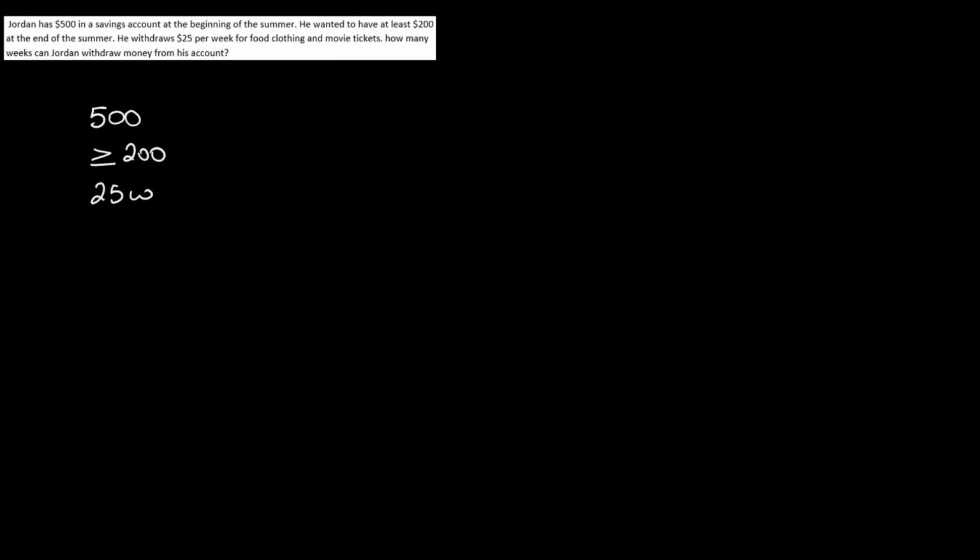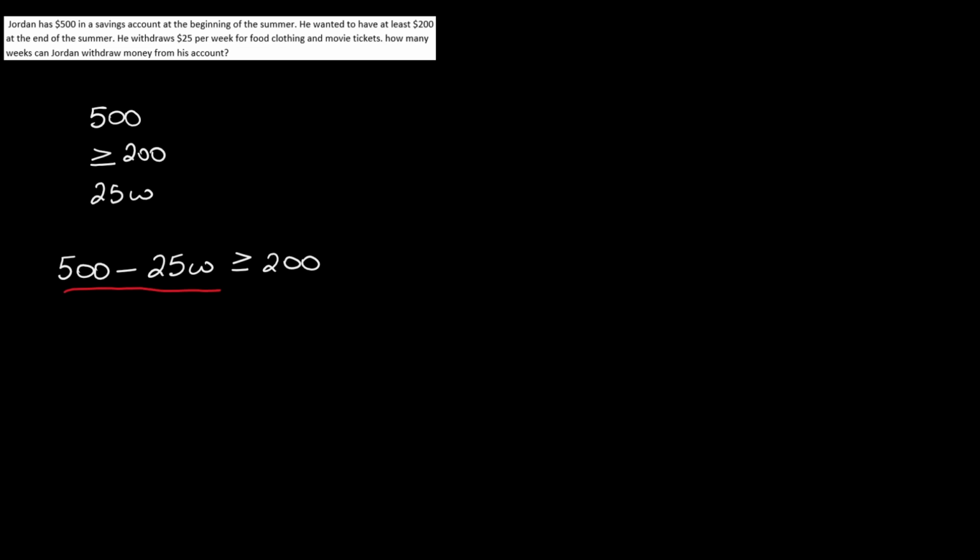Now let's make an equation from these three factors. So we will have $500 at the beginning of the summer. He'll be spending $25 each week, so we will subtract $25 times W, but this should be greater than or equal to 200. So this expression, $500 minus 25W, should be greater than or equal to 200. Now we can solve for W, and that will tell us the number of weeks he will be able to spend money for.